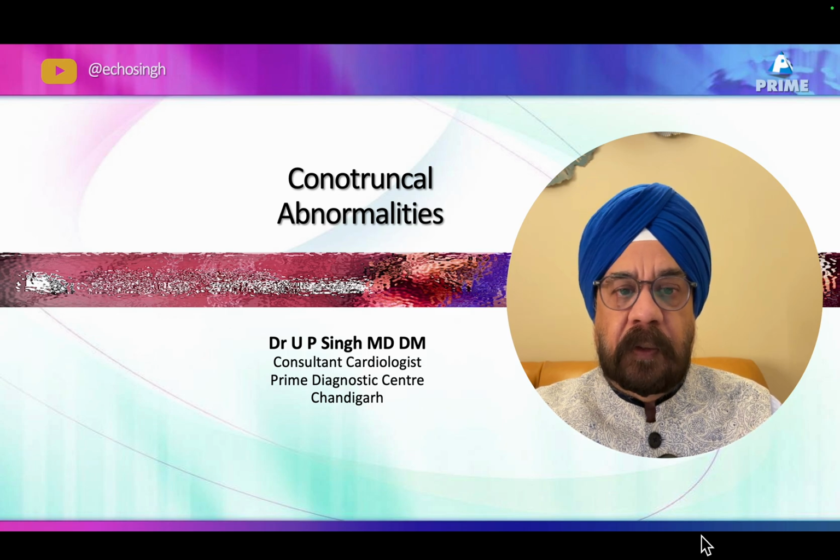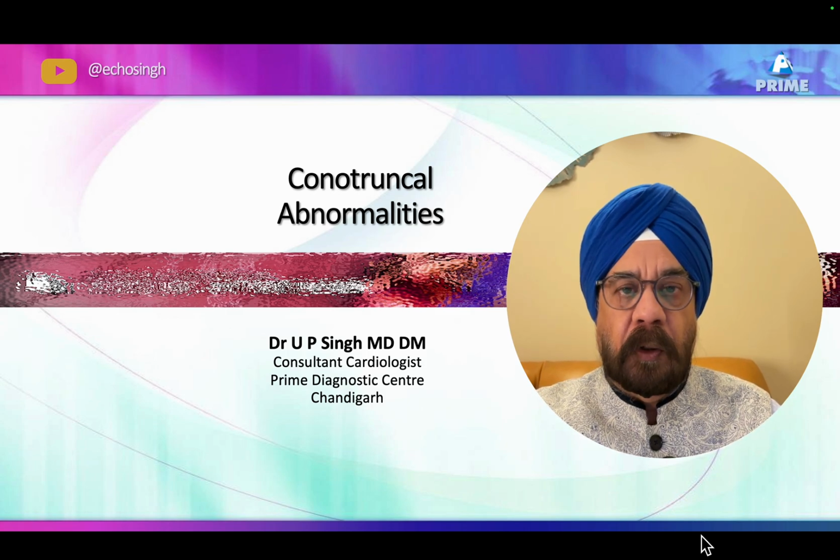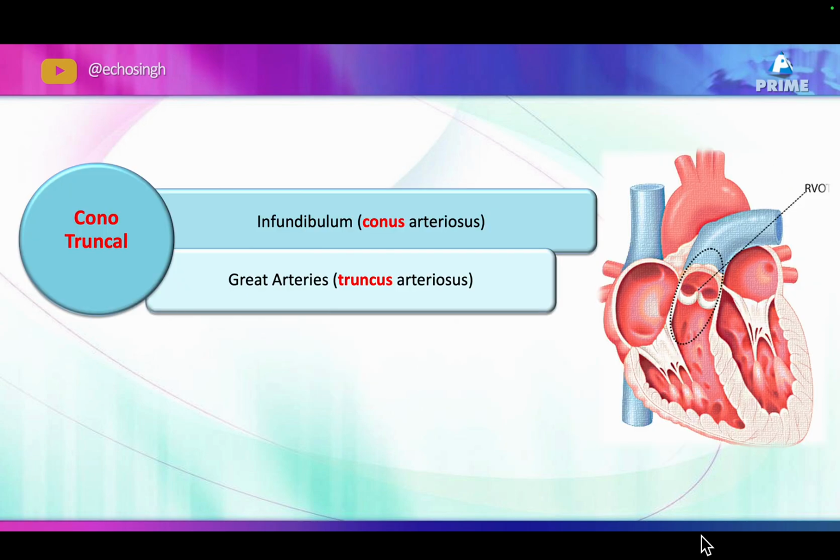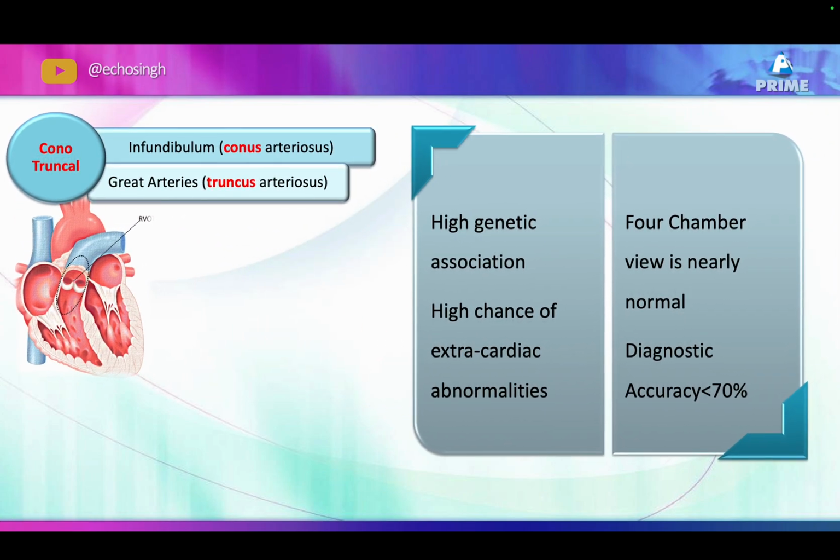My assignment today is conotruncal abnormalities, and I'll try to do justice. I'll give you a brief about what conotruncal abnormality is. It is the conus, which is the infundibulum, and the truncus, which is the common arterial trunk, and we combine the abnormalities which happen in this area. We call them conotruncal abnormalities.